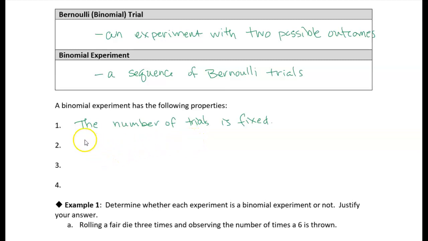All right, the next property is that there are two outcomes, just like we were saying up above. For a Bernoulli trial, there are 2 possible outcomes. So in a binomial experiment, the outcomes of each trial, there are 2 possible outcomes. And in general, we consider these 2 outcomes as either being success or failure.